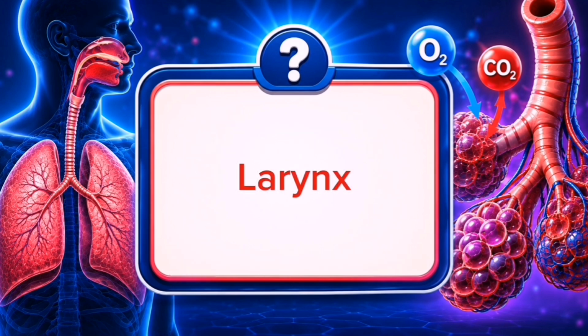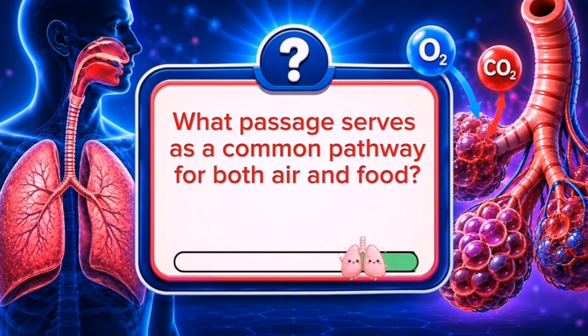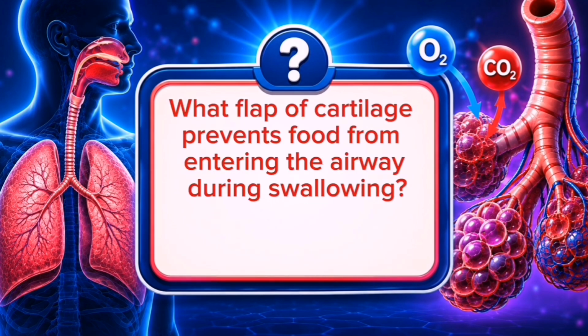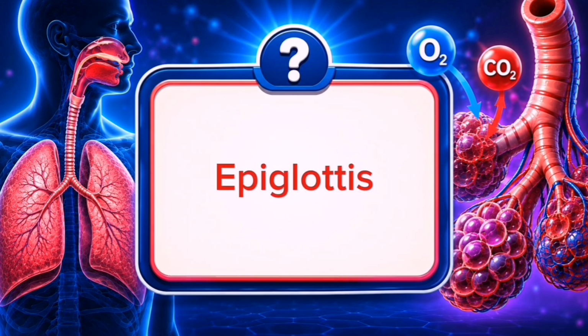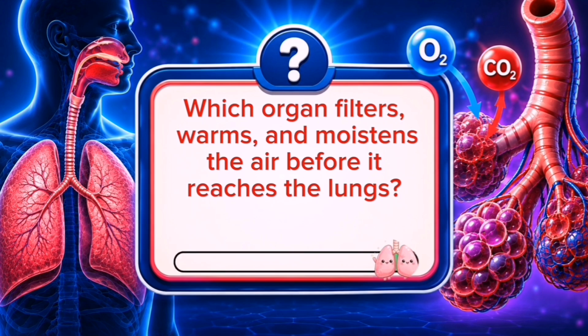Answer: larynx. Question 7. What passage serves as a common pathway for both air and food? Answer: pharynx. Question 8. What flap of cartilage prevents food from entering the airway during swallowing? Answer: epiglottis. Question 9. Which organ filters, warms, and moistens the air before it reaches the lungs?